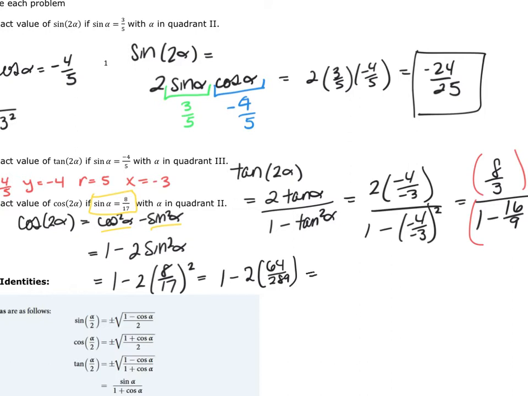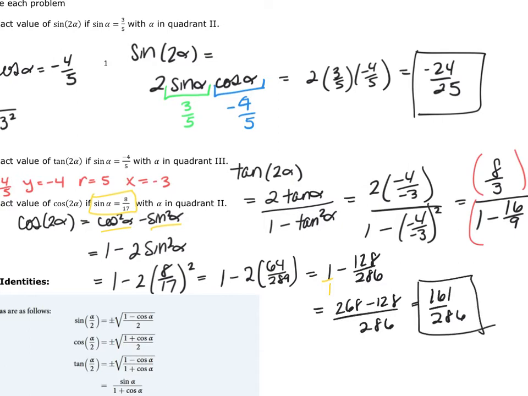Sorry about that too. So this is going to be 1 minus 128 over 286. And then, of course, I need to multiply this fraction here by 286. So I'm going to end up with 286 minus 128 over 286, which is equal to, let's do that in my calculator really fast. That's not what I can do in my head necessarily. I probably could, but 161 over 286. And that is my final answer.